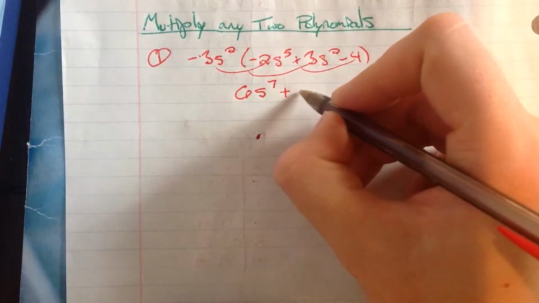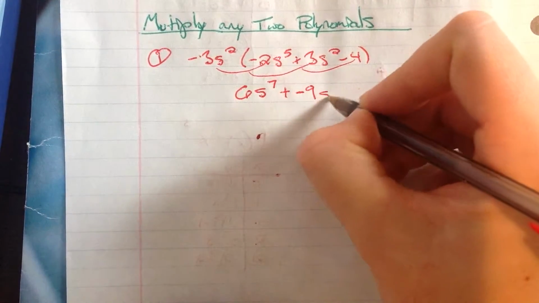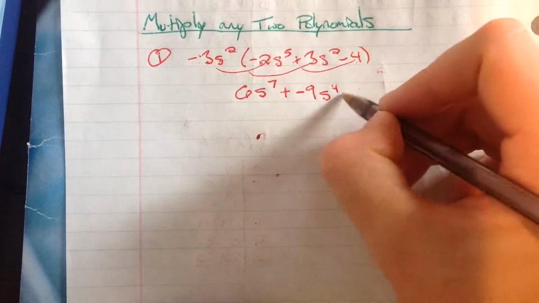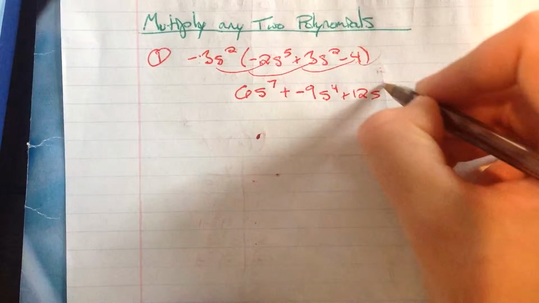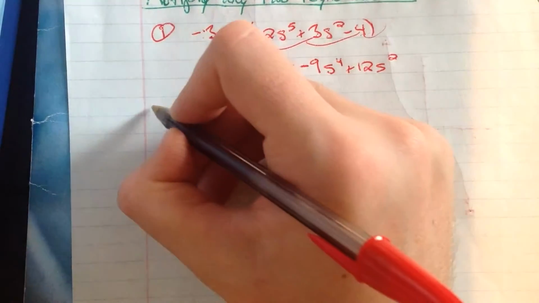Negative 3 times 3 is negative 9. s squared times s squared becomes s to the 4th when we add their powers. Negative 3 times negative 4 is positive 12. s squared has no s's to multiply with, so it tacks on. So those would be those two polynomials multiplied together.